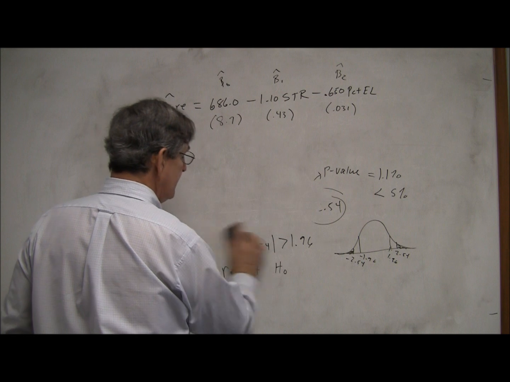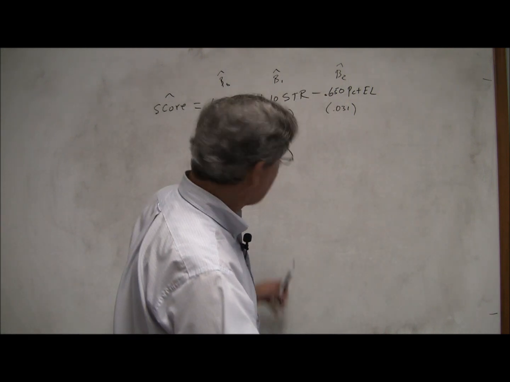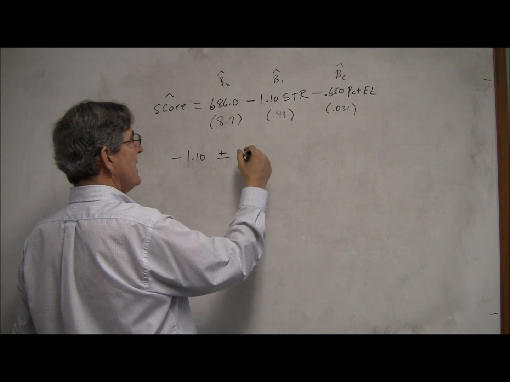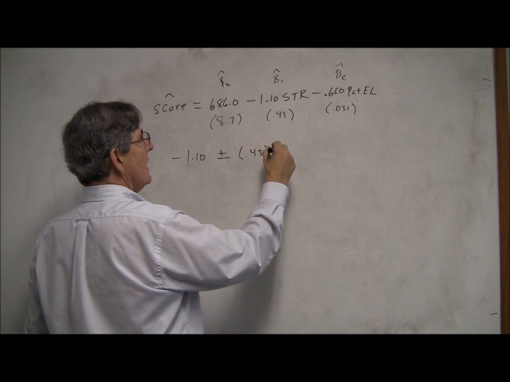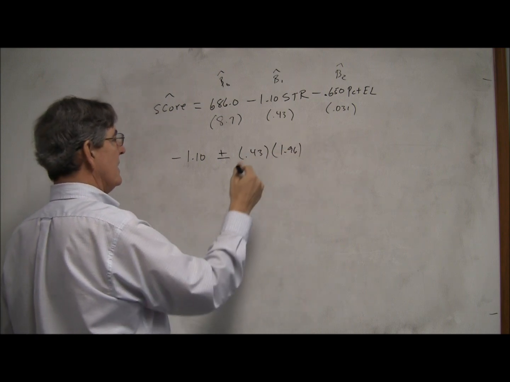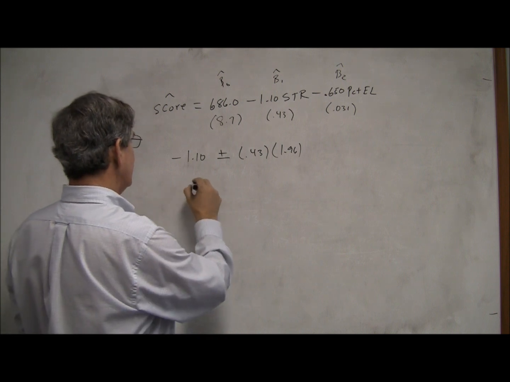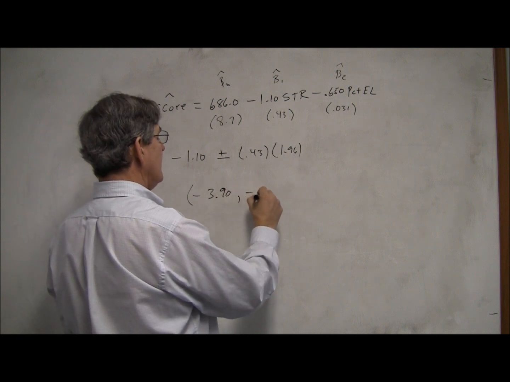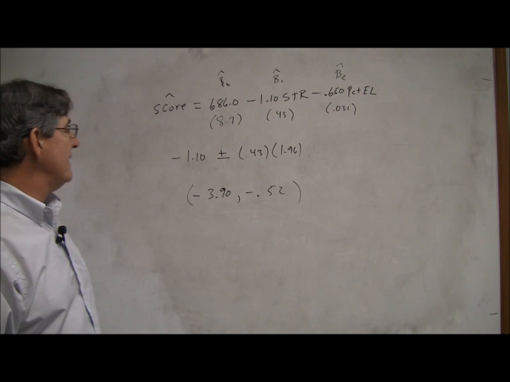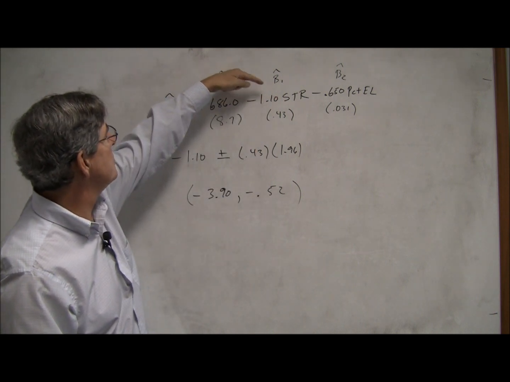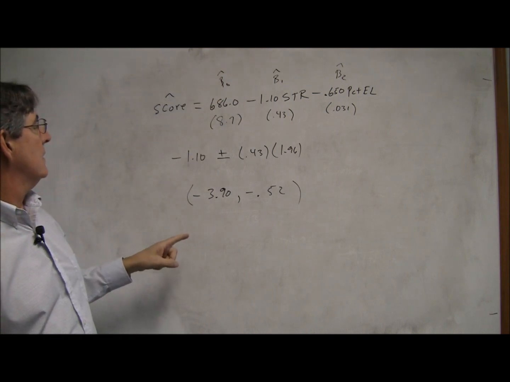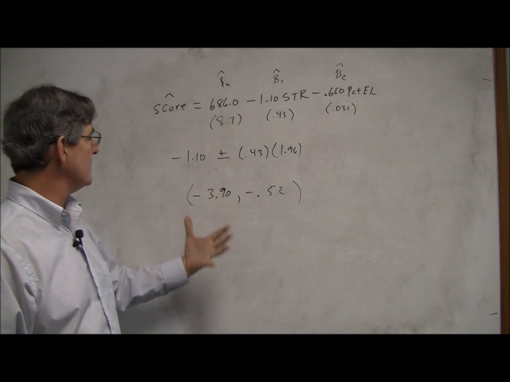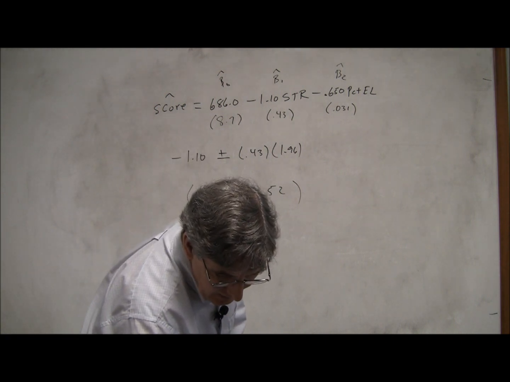The confidence interval here, what's that going to be? What's the 95% confidence interval for this estimate? Well, it's going to be minus 1.10 plus or minus the standard error, 0.43, times 1.96. Usually I write those the other way around. No biggie. So the range there is minus 3.90 to minus 0.52. So 95% of the time, that range will contain the true population value of beta 1. And since it doesn't contain 0, that's another way to do the test. You'd reject that beta 1 was equal to 0 at a 5% level of significance.